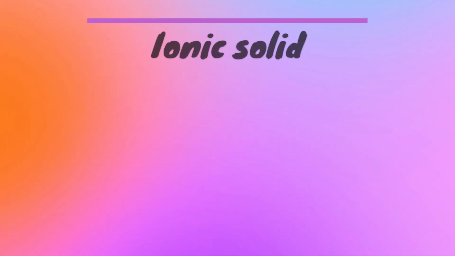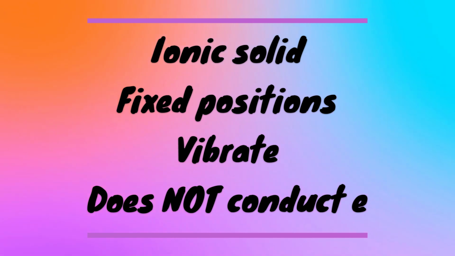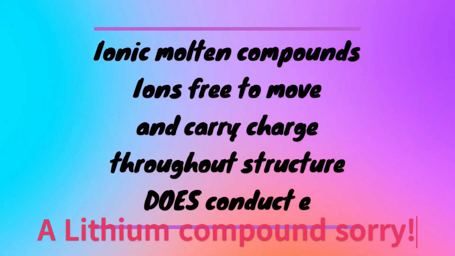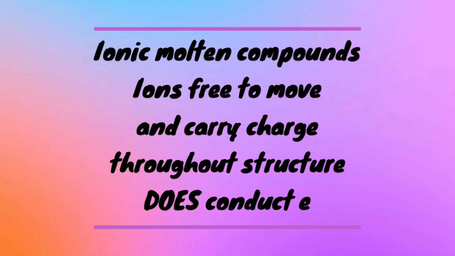So in an ionic solid, ions are in fixed positions in a giant lattice. They can vibrate, but they cannot move around, and this will not conduct electricity. Ionic molten compounds: when we heat up something, so if we heat up a bit of lithium, the high temperature here provides enough energy to overcome the many strong attractive forces between the ions. That means that the ions are free to move and carry charge throughout the structure.